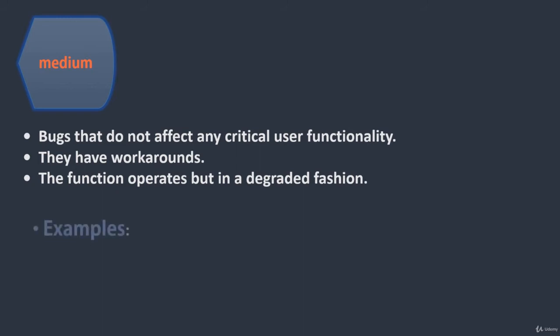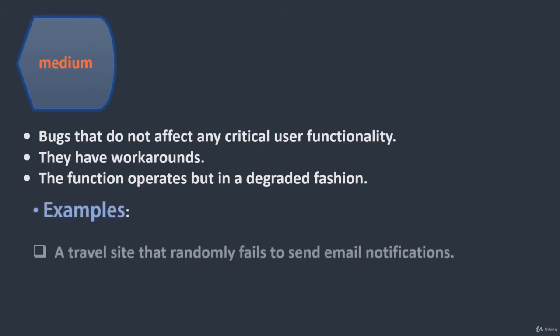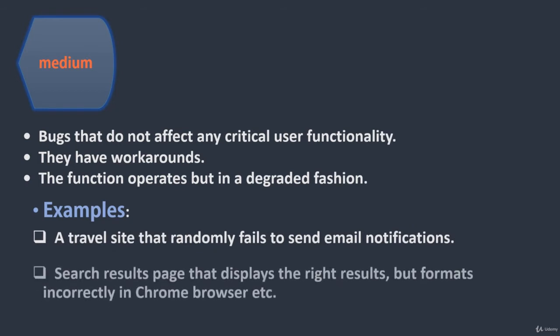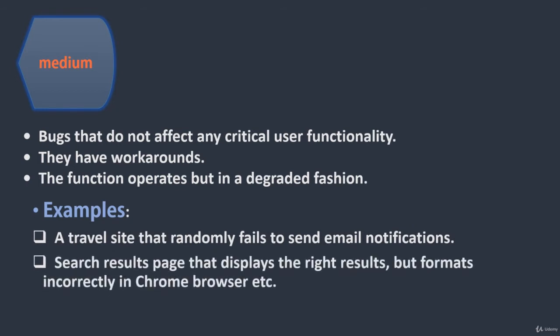An example for that, maybe the notification emails are not working. A search result page that displays the right results but formats incorrectly in Chrome browser. So it's a function that is working, but in a certain browser it causes some problems in the format, even in the search results. So these can be considered medium bugs.